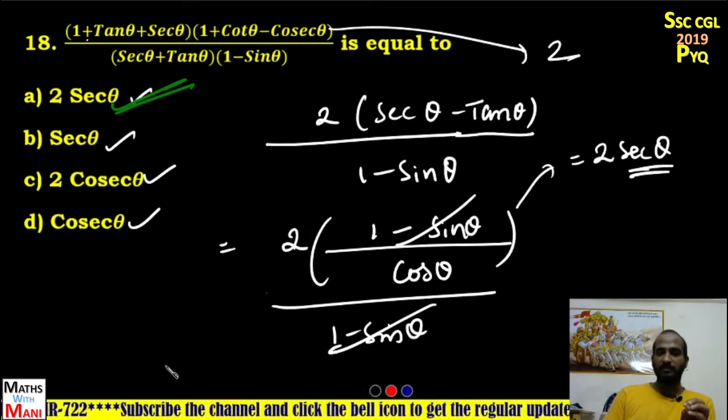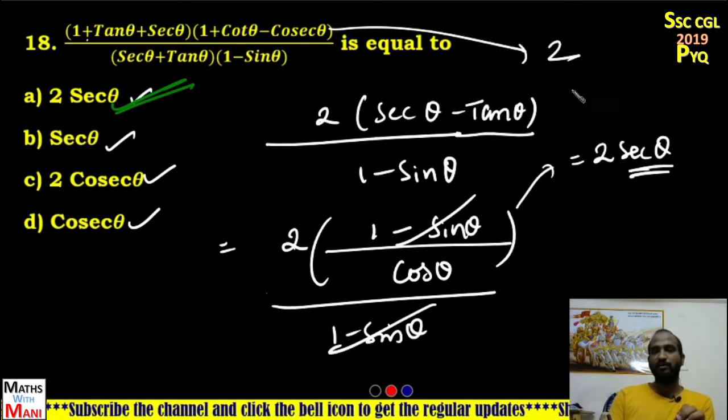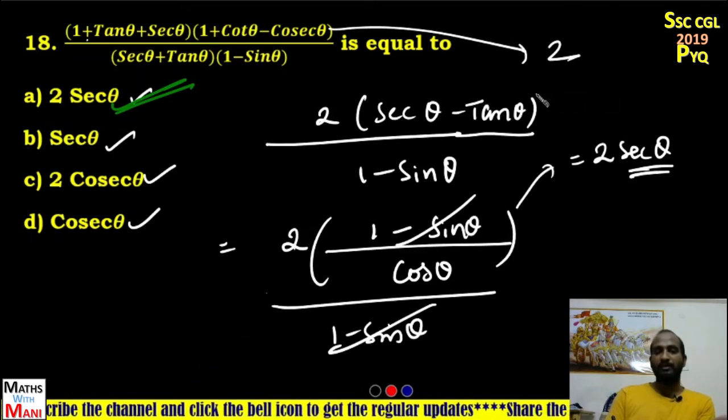So that's why please remember some of the formulas. The numerator is equal to 2. How do you get that value? Please watch the videos of trigonometry. They are freely available on my channel.